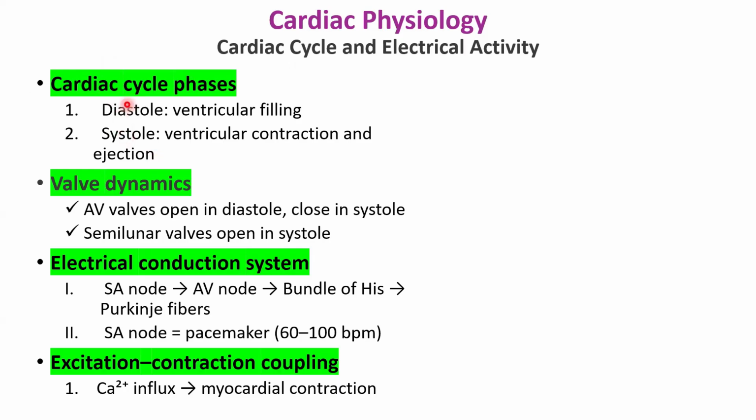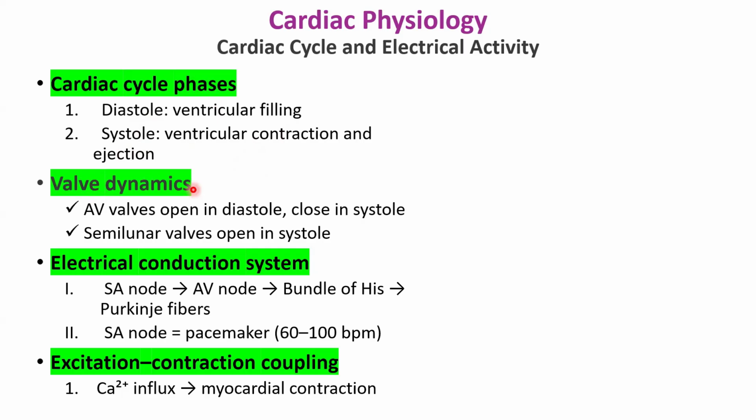So diastole is the ventricular filling. We've talked about the ventricles of the heart. When blood is getting into the ventricles, that's diastole. When blood is being pumped out of the ventricles and ejected out of the ventricles, that is systole. So diastole is the ventricular filling, systole is ventricular contraction and ejection of blood from the heart. Those are two important phases that I'd like you to know.